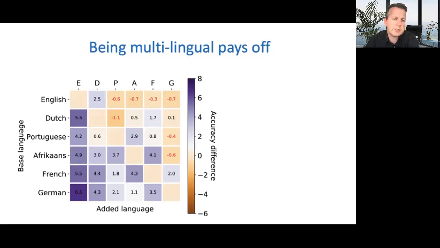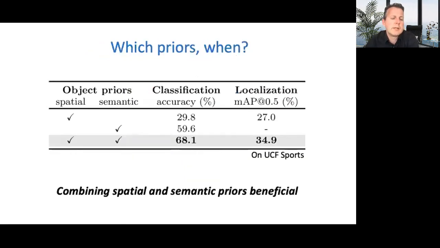When we look at Dutch, which is by itself much worse than English, adding multiple other lingual embeddings then really pays off. And we observe the same for the other languages like Portuguese, Afrikaans, French, and German. So being multilingual in your embeddings helps a lot for zero shot. Then we also investigated: we have all these three spatial priors and three semantic priors. Do you really need them all?